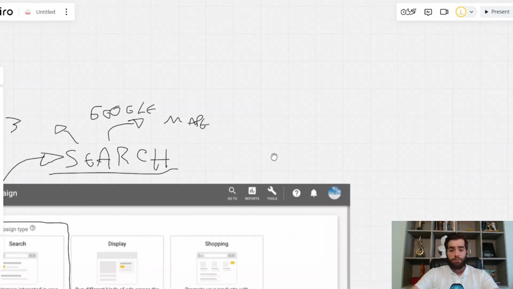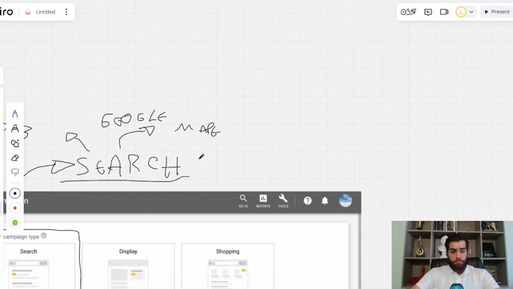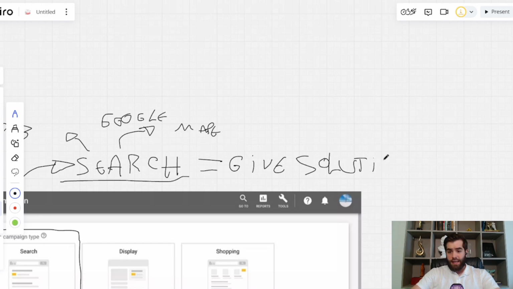And that's the big deal about search campaigns. Search campaigns are really relevant because you can give the solution for people's problems. If you're giving the solution for people's problems, and your landing page is a high quality one, you can get in contact with that person, and then you will be able to get the sale.